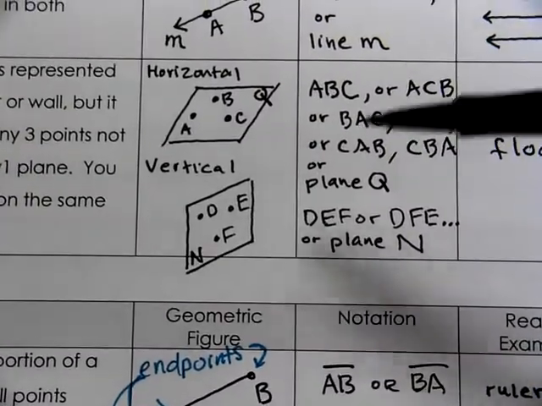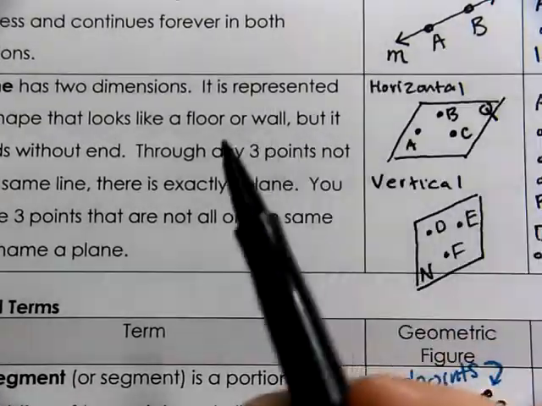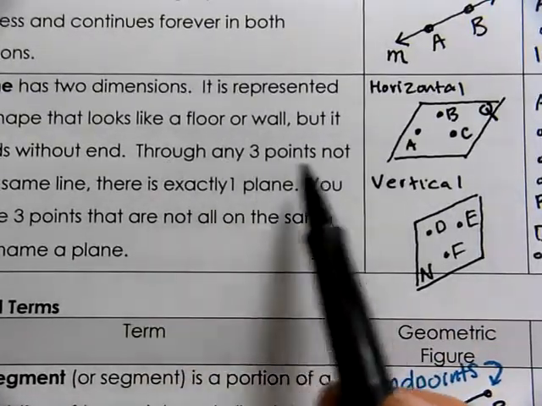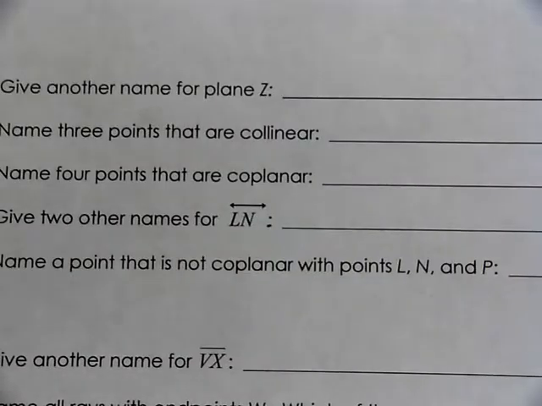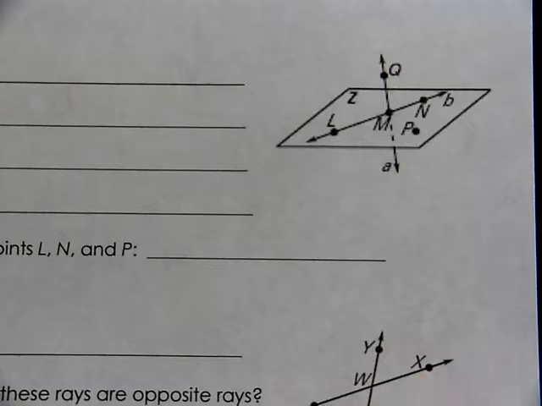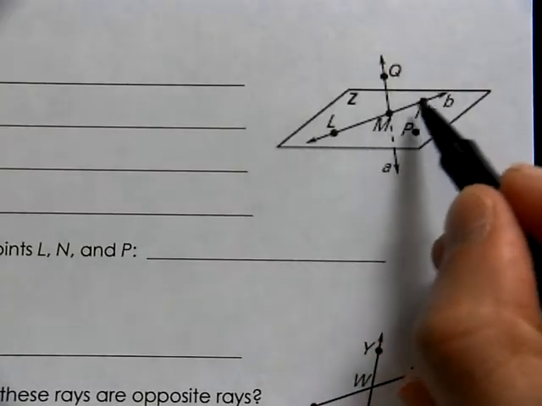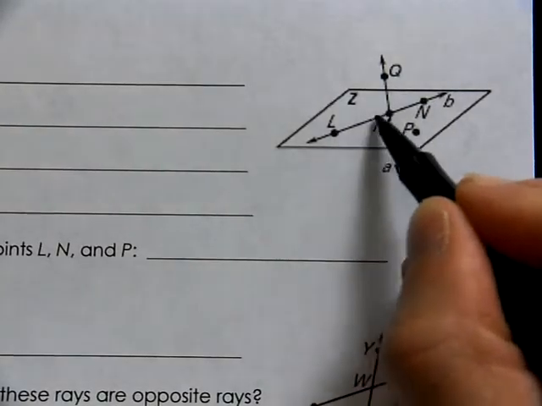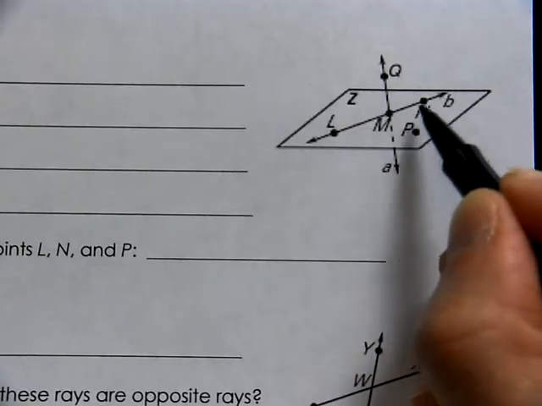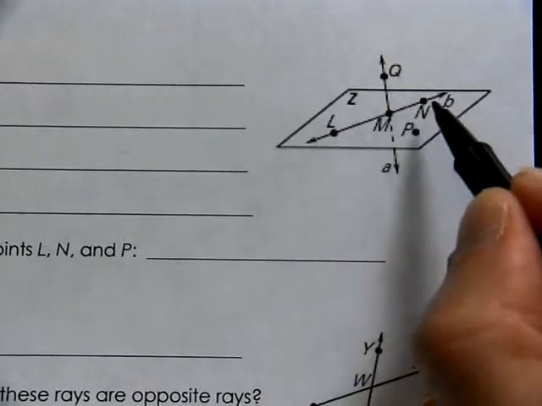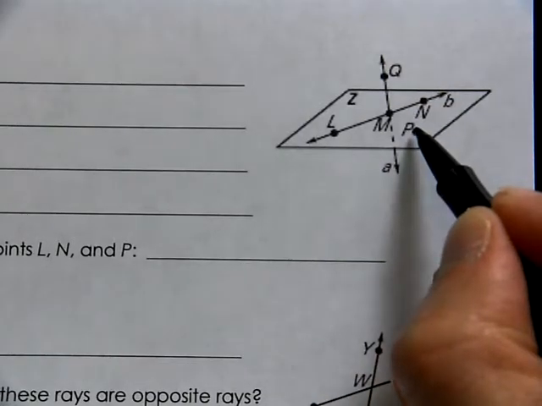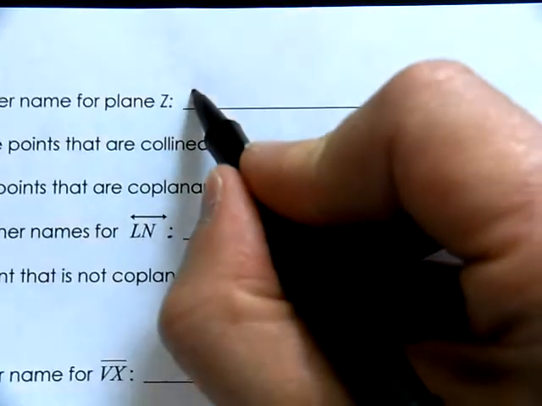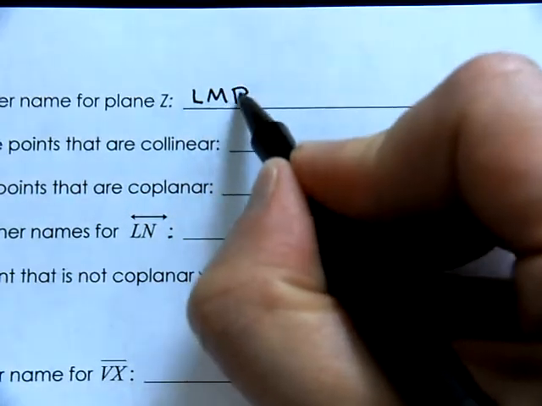So we can name a plane with 3 letters, but you have to be careful. It's not any 3 letters, it's through any 3 points not on the same line. So if I'm looking at this plane, here we have a line with 3 letters, L, M, N, but I cannot use those 3 because they are on the same line. I have to use 3 letters not on the same line, like L, M, and P. So that would be a good name for this plane.